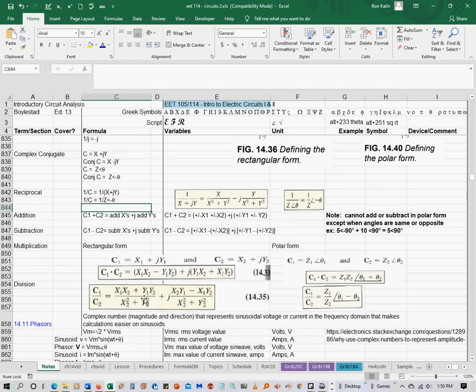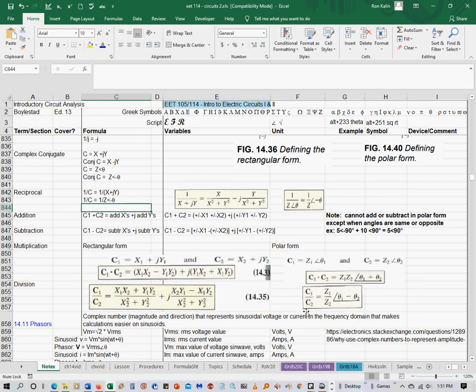And then division, it gets really complicated and hairy. This is the formula for it. It's ugly. I don't recommend it. When you're going to do multiplication or division, I would convert to polar form first and then do the math, and then you can convert the answer back to rectangular if that's what is being required of you. It's much simpler. C1 times C2 equals Z1 times Z2, and then you just add the angles together.